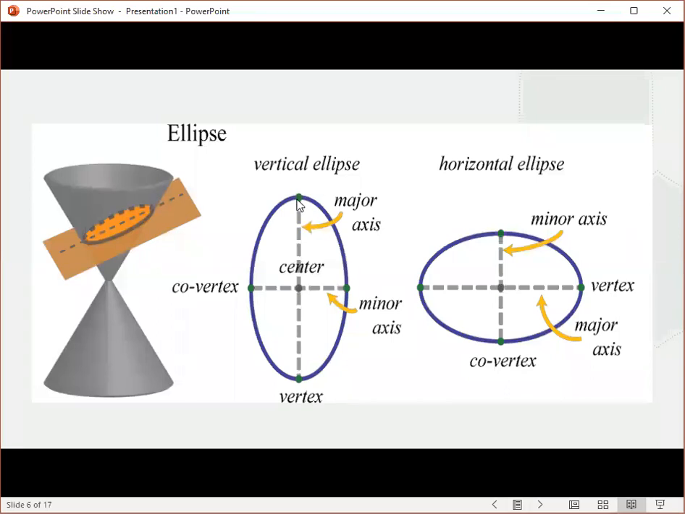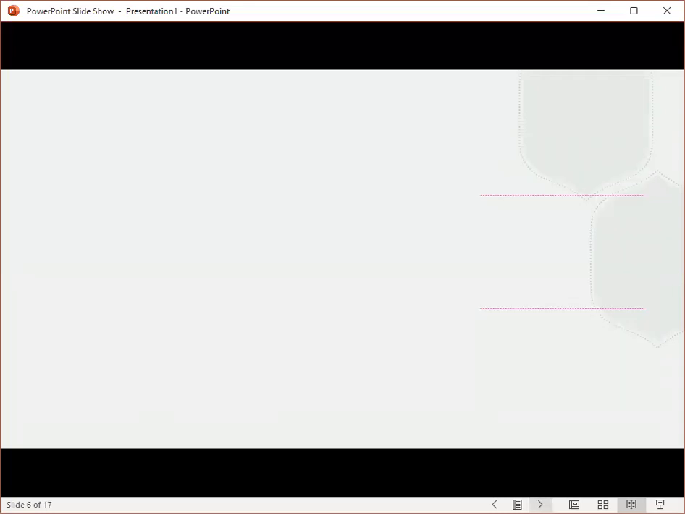Okay, the endpoints of your major axis, as you can see here, the endpoints of this longest line, are called the vertex or the vertices of your ellipse. We have two vertices here. So we have vertices of the ellipse, and then the endpoints of the minor axis are the co-vertices. And of course, the intersection of the major and the minor axis is called the center. So we will be defining each term on the next slide.